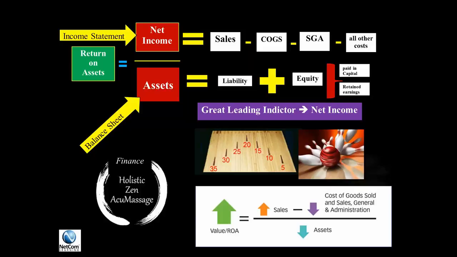And here we've holistically broken down the equation so it includes more subcomponents. Net income equals total sales minus direct costs minus indirect costs minus all other costs, divided by assets, which again equals liabilities plus shareholders' equity.